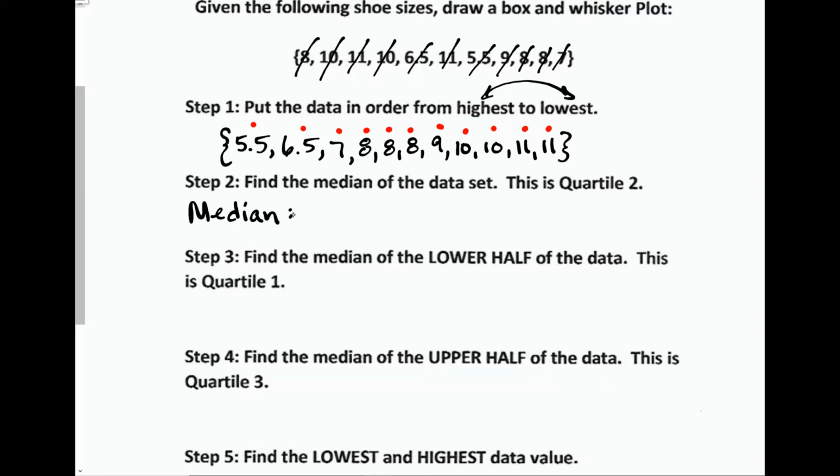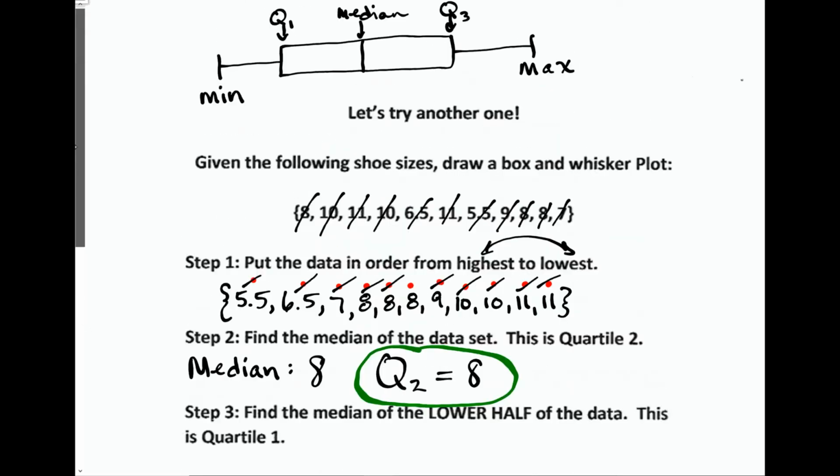And remember, it's very easy to figure out which number is the median by crossing off numbers from the left to the right, back and forth, until you are left with either a single number or two numbers. In this case, it's a single number. So my median is 8, which means that my quartile 2 is 8. Remember, this is an important value. That value is going to go right there. So this is an 8.